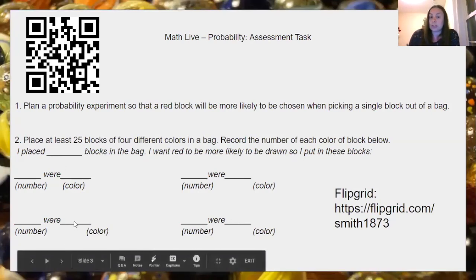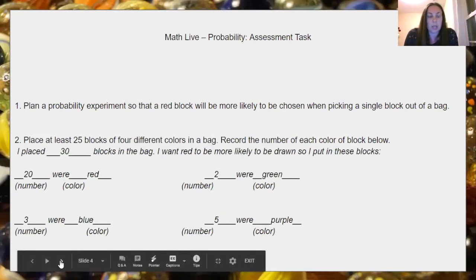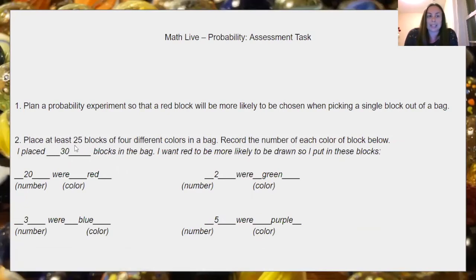So you can pause the video here. You can make this on your own, or you can go to the resources and print this. Here is my example. So I placed 30 blocks in the bag. It says at least 25. So could I put 100 blocks? I could. Can I put 4 blocks? No, because it says at least 25.